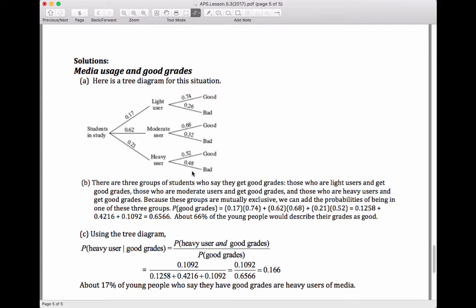Now I would like to show you the solutions. This is the solution to the problem I asked you to do earlier. So if you want to give a quick look, you can see one way to do the tree, and then they give you the calculations and the final answer to part B, which is about 66% chance. And then for part C, again, they show you all the work, and the final answer is about 17%. So you can, of course, pause this if you want to get some more detail on either the work or where they labeled things. But that's the solution to the media usage problem that I assigned just a few minutes ago.